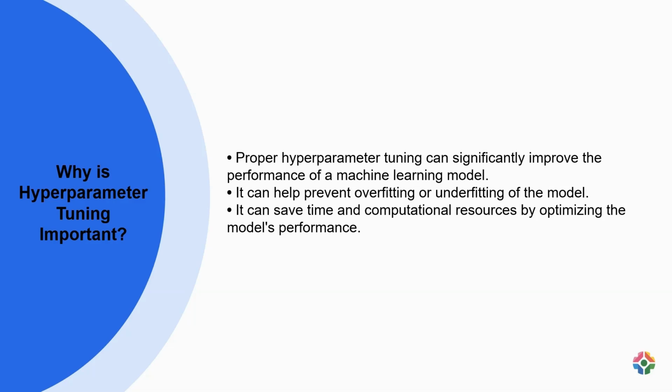For instance, when training a neural network for image recognition, adjusting the learning rate and batch size through hyperparameter tuning can help achieve better classification results while avoiding overfitting the model to the training data.